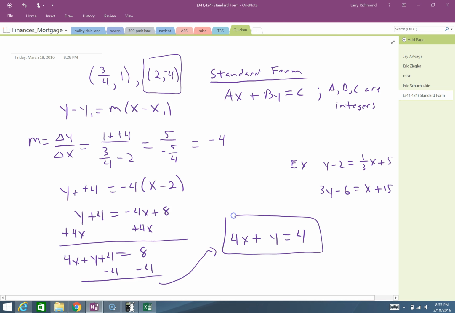This is standard form. Now, if that first number is a negative, consider multiplying everything by -1, that is changing all the signs, and that may help out.